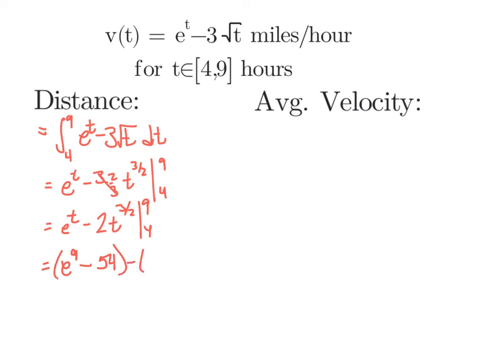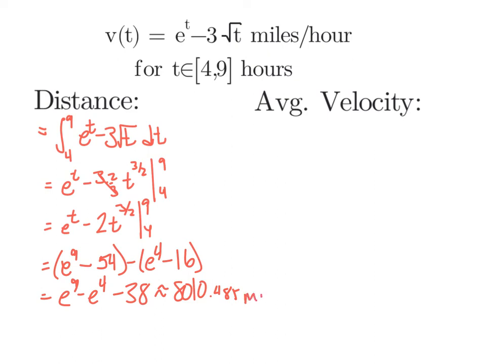We'll subtract off, plugging in 4, e to the 4th minus 2 times 4 to the 3/2, which would be 16, I believe. So we simplify this, we'll get e to the 9th minus e to the 4th minus 38, which is about 8,010.485 miles, just miles, right? Distance, just in miles.